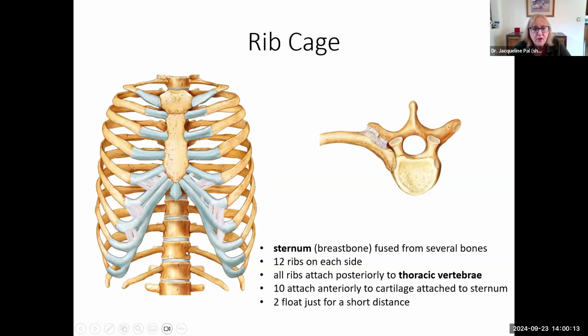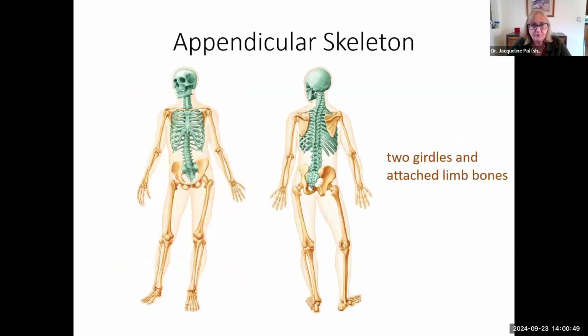The lowest two ribs just float for a short distance, and some people will only float for a really short distance, whereas in other people, they could float quite a bit longer. So it could be a 2-inch floating rib, or it could be an 8-inch floating rib. My nose doesn't look like your nose. We're all created differently, similar but different. Okay, so the ribs are attached to the thoracic vertebrae. 12 thoracic vertebrae, 12 ribs on each side.